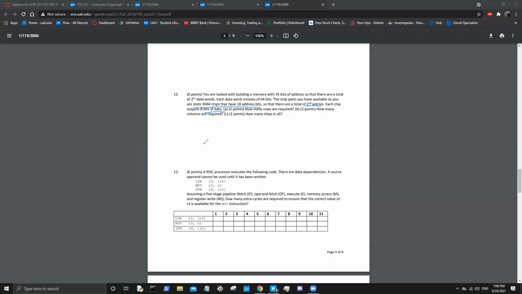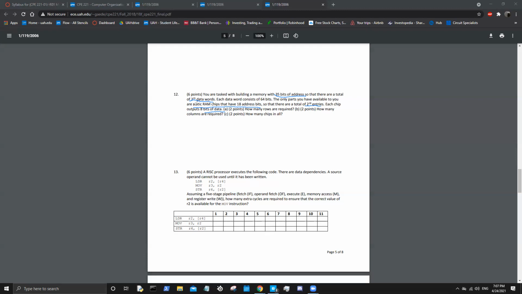So we can start with part A. First piece of information, we have 35 bits of address. It gives us the information right there. So we have 2 to the 35, which is the dimensions of our words, or the amount of words we have. Now we need to look at the next thing, 2 to the 18 entries. Entries being words technically, because we have address bits, so entries is the words.